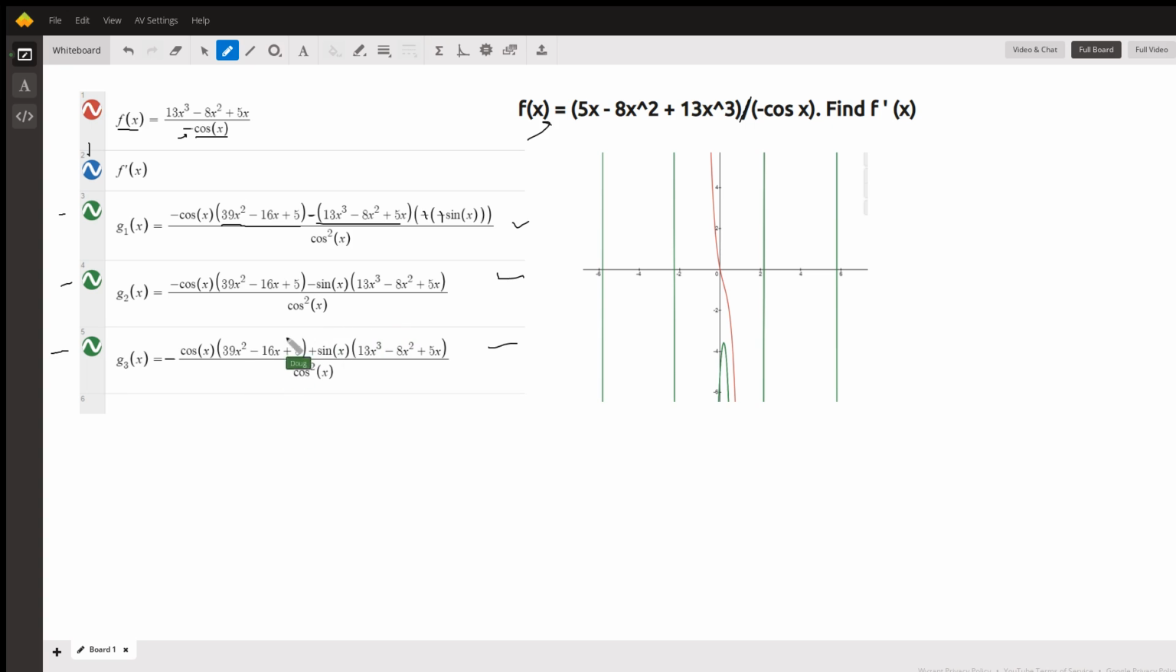And there you go. Now, if you wanted to distribute the cosine of x times every term in this trinomial and the sine of x times every term in the trinomial, you could, but you wouldn't be gaining a lot because there's still no similar terms. Okay, so that's probably your final answer right there.